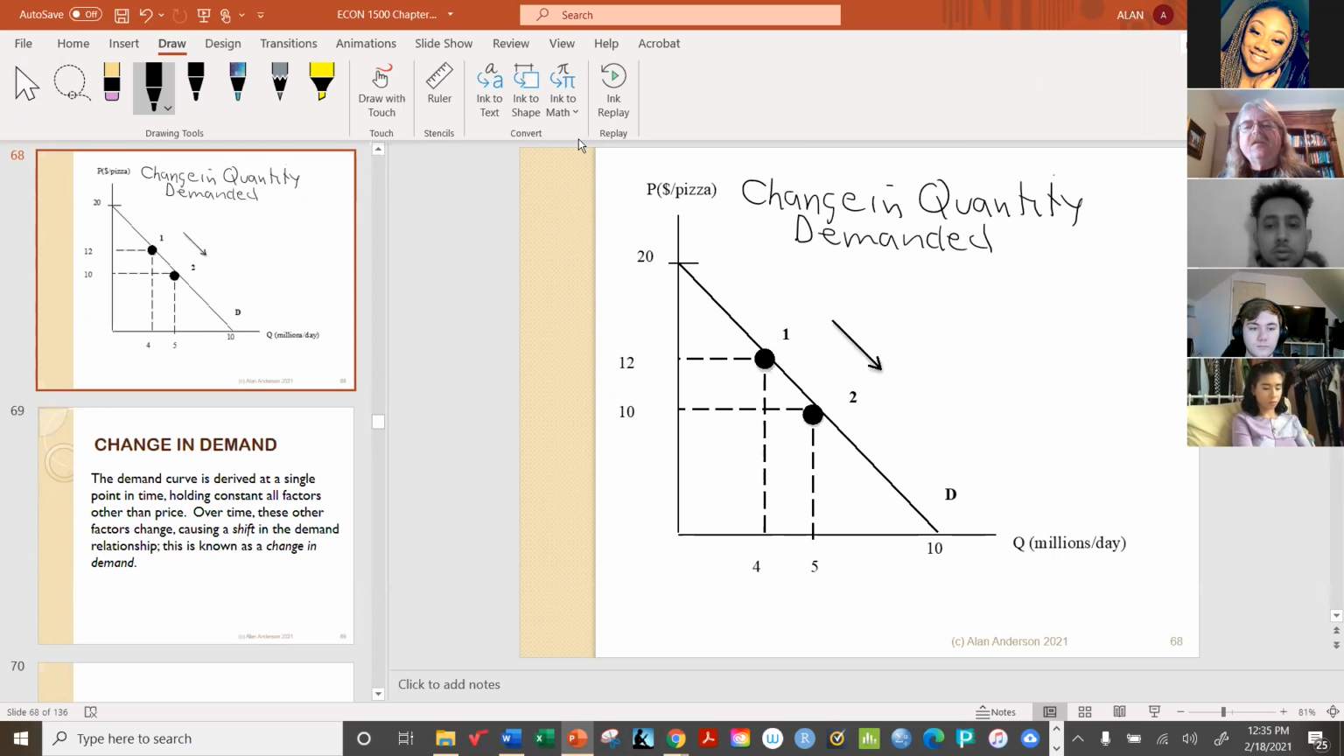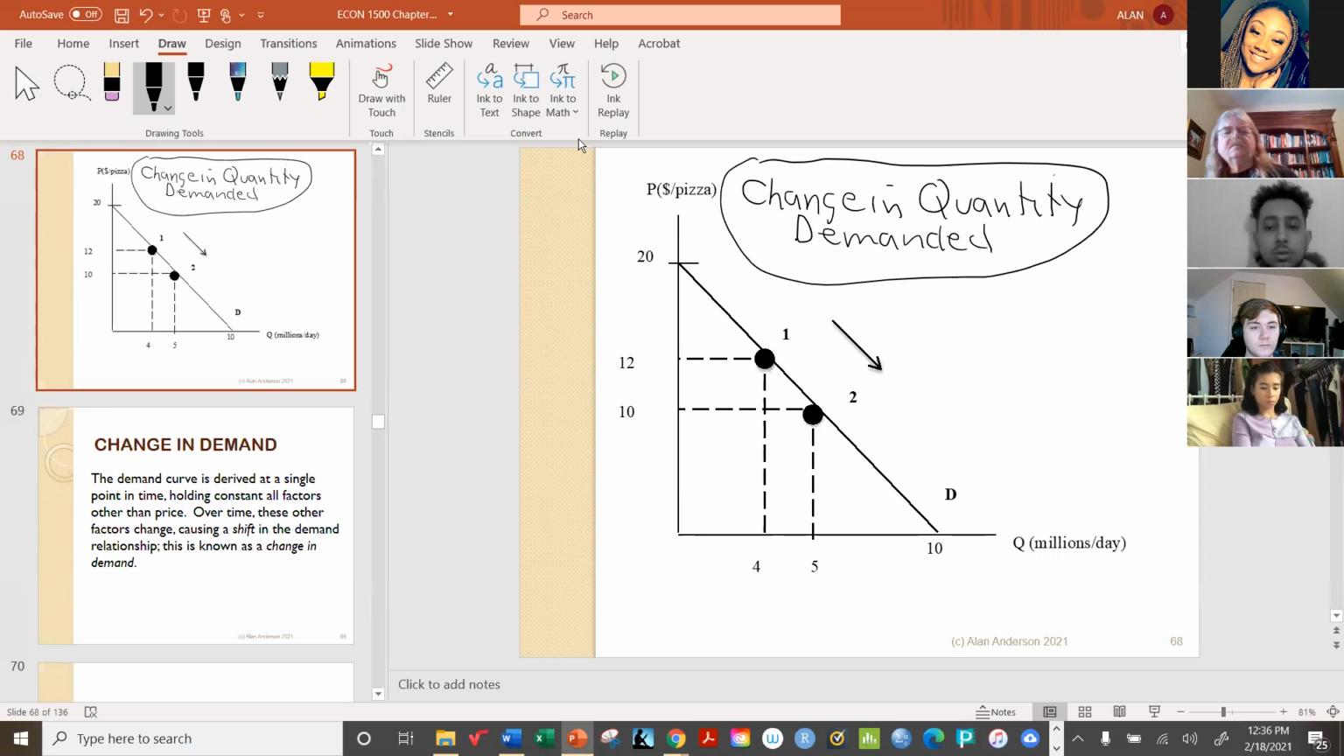And so here, for example, if the pizzerias lower their price from 12 to 10, the number of pizzas that will be purchased at those prices will go up from 4 to 5. So nothing's changed here except the price of the pizza. So we're going to simply move up and down the same demand curve. So in economics, we call that a change in quantity demanded.